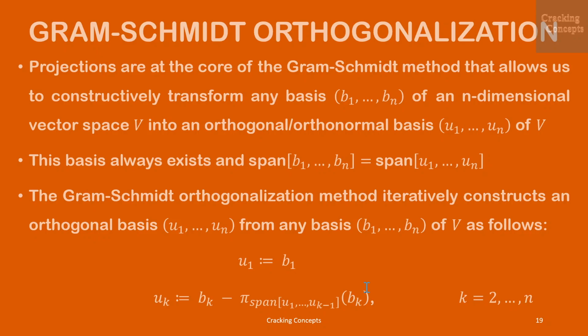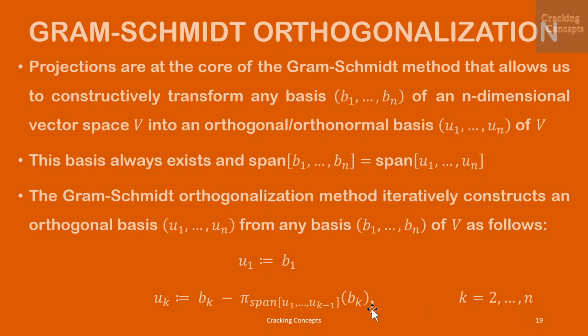The Gram-Schmidt orthogonalization method iteratively constructs an orthogonal basis u1, etc., un from any basis b1, etc., bn of the vector space V as follows. u1 can be written as b1, hence uk can be written as bk minus the projection onto the span of u1, etc., uk minus 1 of bk, where the value of k varies from 2 to n.